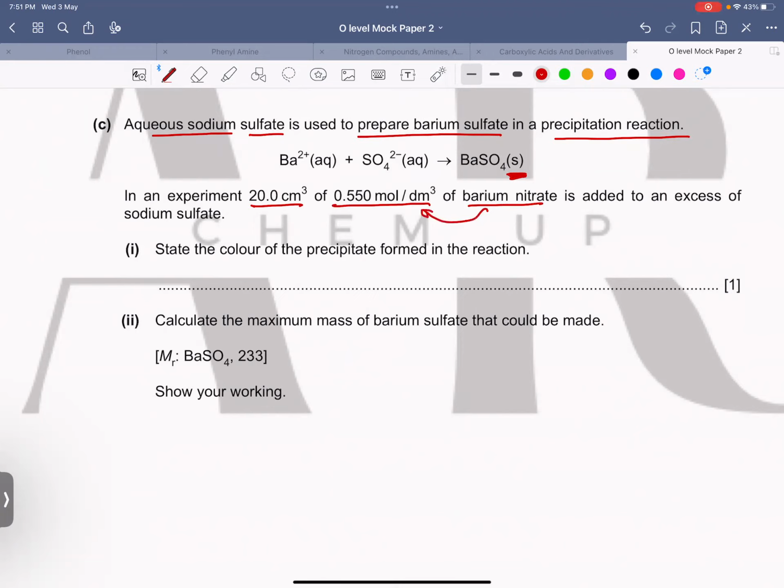In an experiment, 20 centimeter cube of 0.550 mole per dm cube of barium nitrate. So this is the concentration of barium nitrate, and this is the volume of barium nitrate. It is added to an excess of sodium sulfate. State the color of the precipitate formed in the reaction. Yes, barium sulfate. Which color does it show? White, sir. White. Very good, because it's a group 2 compound. So if it's a group 2 compound, then it will show you a white precipitate, because group 2 compounds don't have any color.